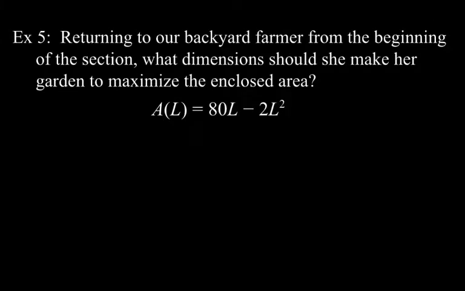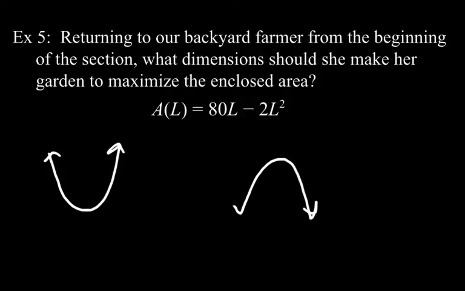Okay, going back to our farmer who was building her garden in the backyard against the fence. What dimensions should she make her garden to maximize the enclosed area? Now here's where we want to go back and think about what's going on. Parabolas have 2 basic shapes. They either open up or they open down. And remember, the leading coefficient determines which one is which. So since this leading coefficient, even though it's not in the right order, is right there, we know this parabola opens down, and so therefore, this is the area function.